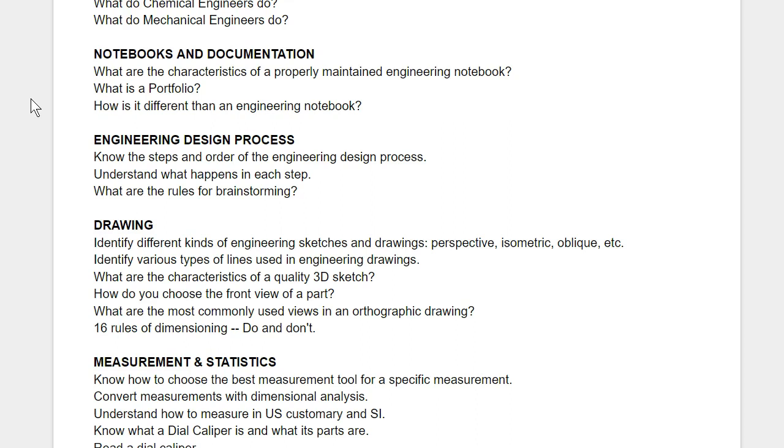You want to go over the 16 rules of dimensioning. What I'm really looking for here is if I gave you an orthographic drawing, you would need to look at a view and tell me how many measurements you would need to provide to fully understand the dimension of that part without giving me too many dimensions, or if you were to describe the width and height of an object. So think about those dimensioning rules.